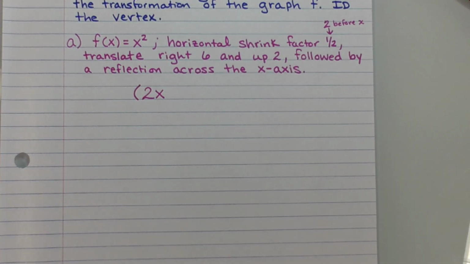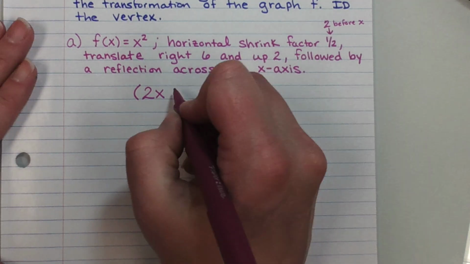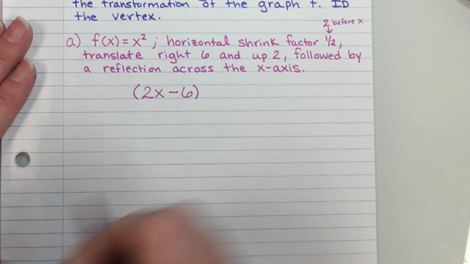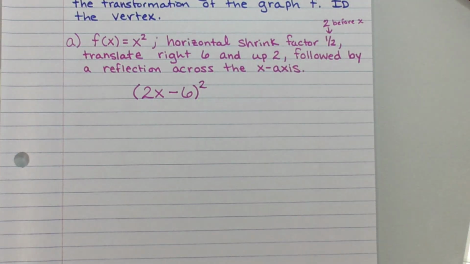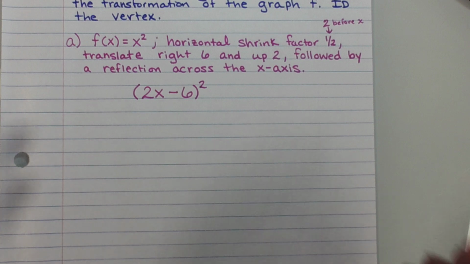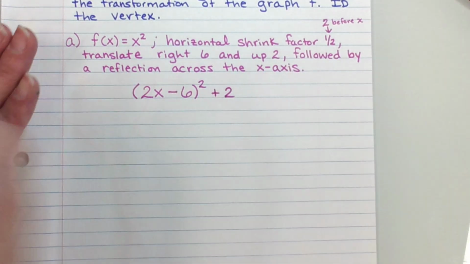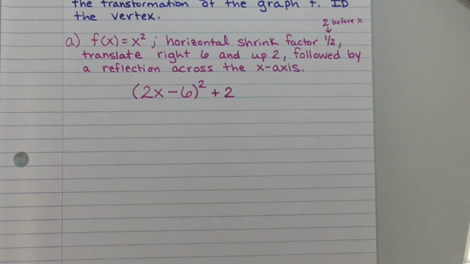Now before I close the parentheses, I double check. We said there was an h, right? That was the right 6. Is that plus or minus to move right? Minus. So I'm going to do the -6. Then I'm going to close the parentheses, and I'll put the squared on there, and the up 2 was the k value. When it's up, is it plus or minus? Plus. Plus 2. So I do all of those things to my function at once to get this.